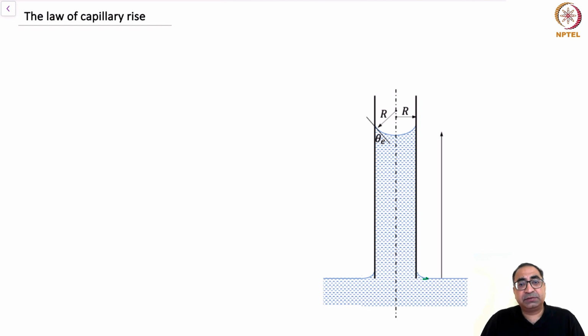I'll do this a little carefully to explain how the energy minimization occurs, because some of you may not have seen the law of capillary rise, the expression for the height, derived using energy minimization. We'll also physically interpret this in the form of pressure imbalance.